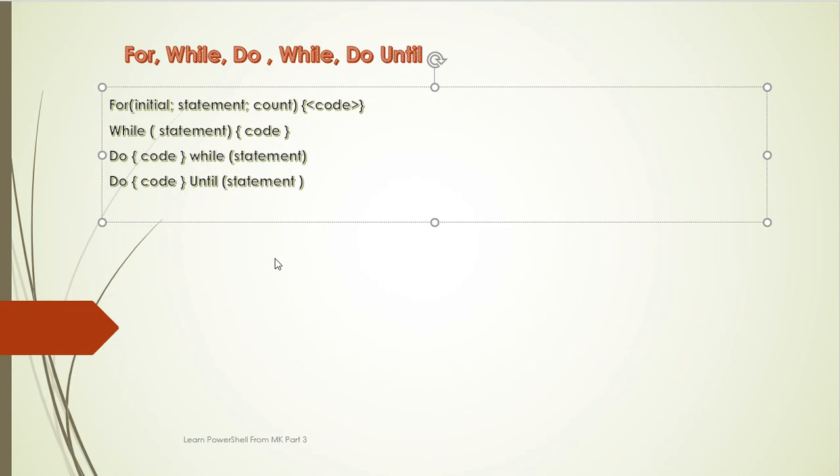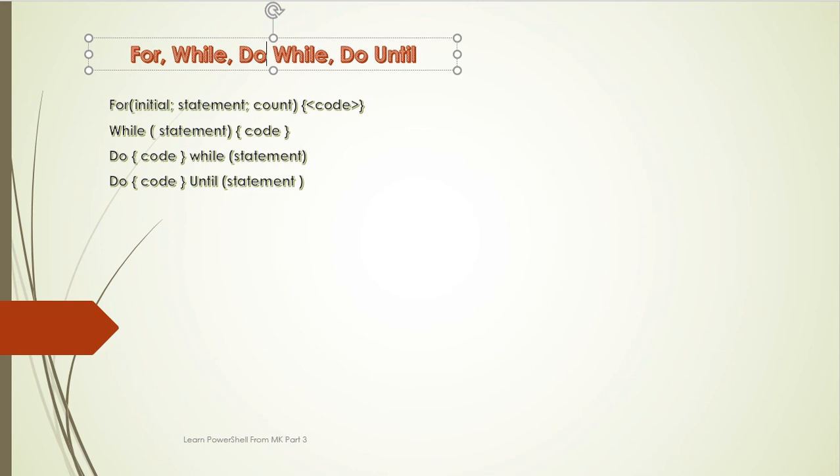Next we have other loops like for, while, do while, and do until. Let me correct it: this is do while. In the for loop we need to put the initial statement count, and then execute the code. In while, first the condition comes, then the code. In do while and do until, in both loops, the code gets executed first, then the condition comes. However, the code gets executed as per the condition.